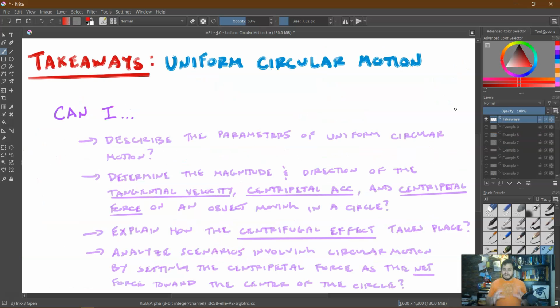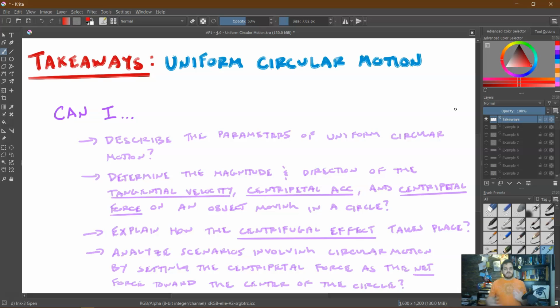So this was a very dense video on uniform circular motion. So we want to make sure we can do a few things here. One, can we describe the parameters of uniform circular motion? In other words, that it's constant radius, constant speed. We're talking about revolution, not rotation. Can we determine the magnitude and direction of the tangential velocity, centripetal acceleration, and centripetal force on an object moving in a circle using the equations we've just learned? And knowing that tangential velocity is always tangent, the other two are always pointed toward the center of the circle.